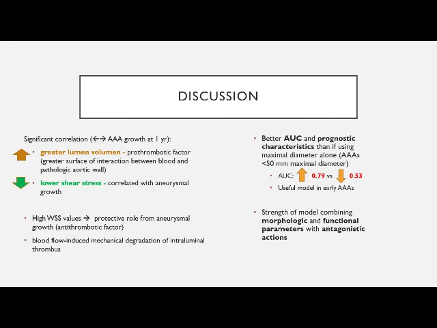So then also, of course, they conclude that the strength of this model is combining morphologic and functional parameters with some antagonistic actions. You have a greater lumen volume. This is a prothrombotic factor. If you have a greater surface of interaction between blood and pathologic aortic wall, then this would end up being, as they say, a prothrombotic factor, the greater lumen volume. And also increasing the wall shear stress would be an anti-thrombotic factor because of the mechanical action as I've just explained.